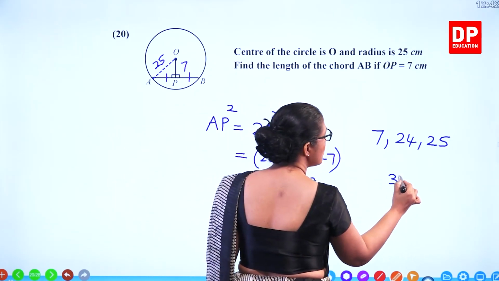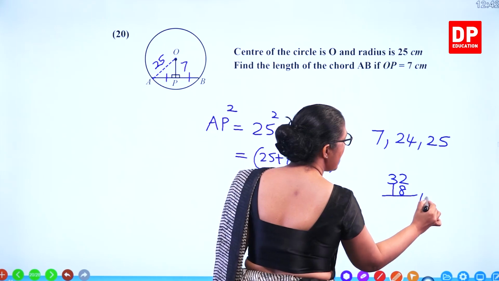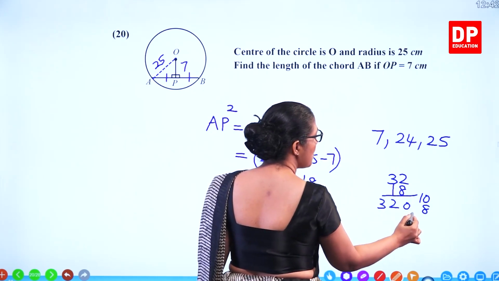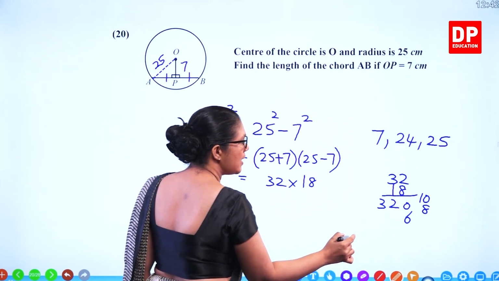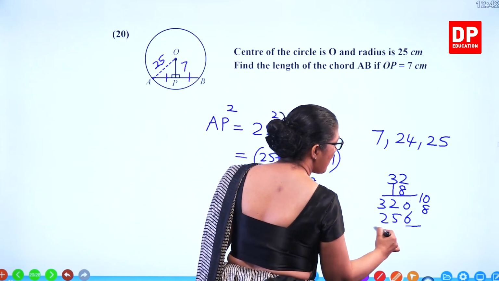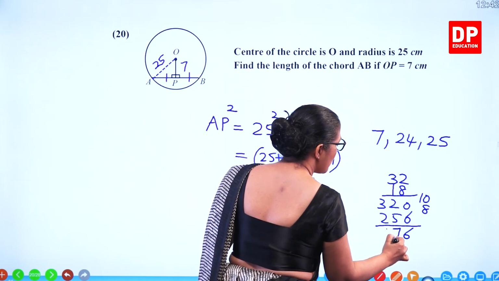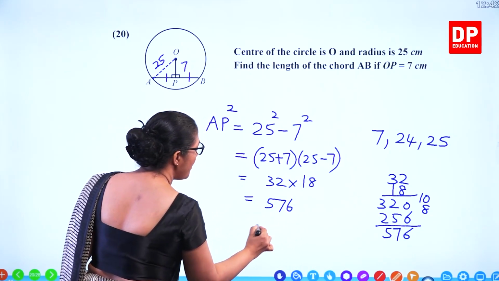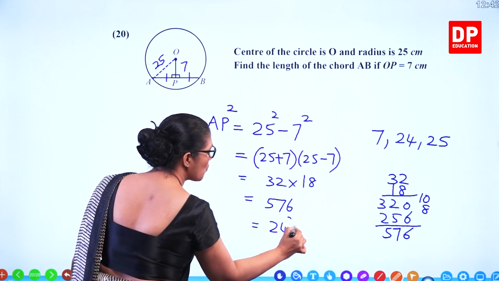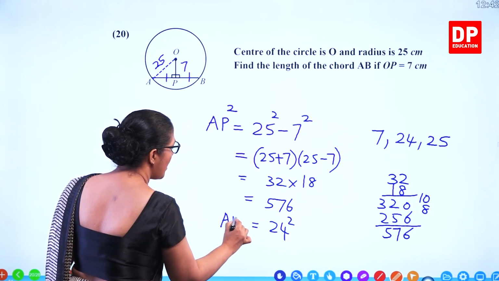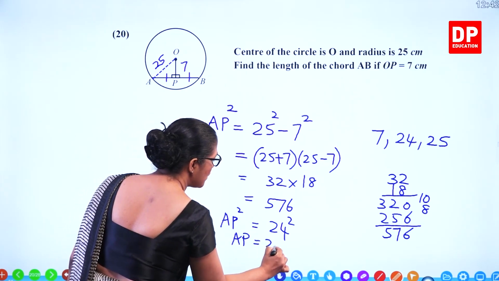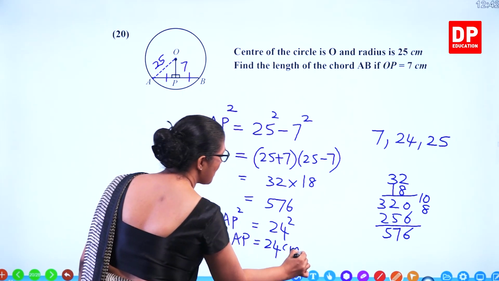So what's 32 times 18? 10 and 8. 320. 8 times 2, 16. 1 remaining. And this is 25. So when you add it, you get 576. That's the square number of 24. 24 squared. So AP squared is 24 squared means AP is equal to 24 centimeters.